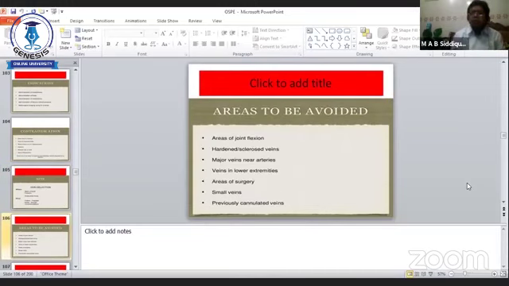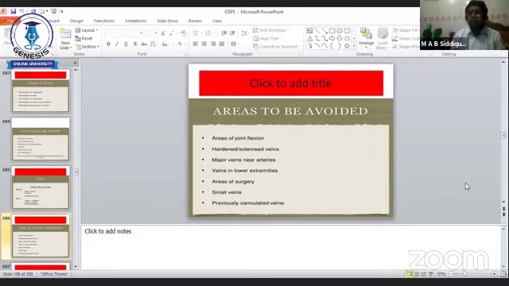What areas should be avoided when placing an IV cannula? Areas of joint flexion should be avoided. If you place the cannula there, the patient cannot flex the joint and feels pain during movement of the limb. So you must avoid the joint area, and a sclerosed or hardened vein should also be avoided.